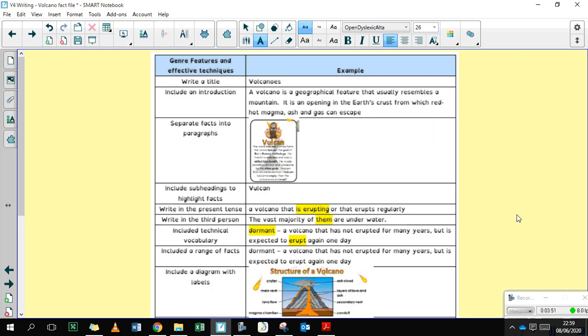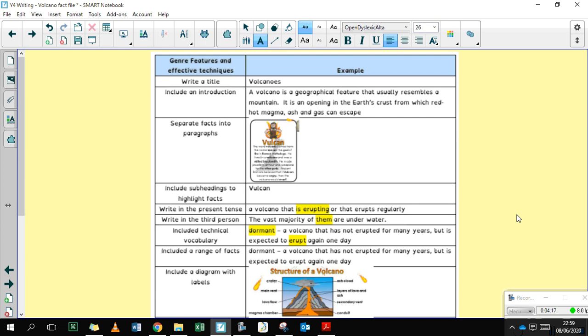Your piece of writing, so your fact file, will be written in the present tense. So the example here, a volcano that is erupting or that erupts regularly, so this means it's happening now. You will write in the third person, so it's not saying I like volcanoes, I think they're great. This is a fact file, so it's information. So the vast majority of them, which refers to volcanoes, are underwater.